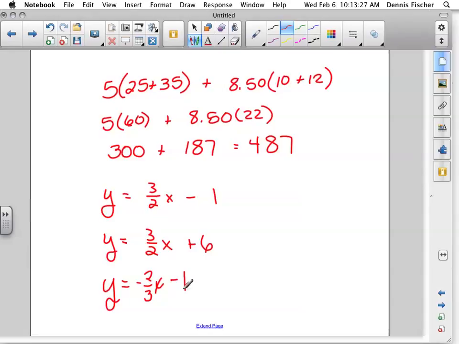Another way you can tell perpendicular is this. You can say if you take the 2 slopes and multiply them together, it equals negative 1, then they are perpendicular. You'll see that in a lot of math books. m1 times m2 is equal to negative 1.